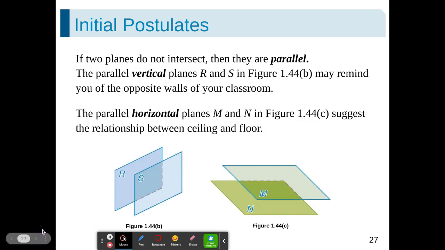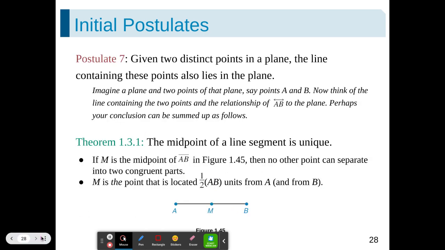All right, we can have parallel vertical planes. Think about those opposite sides of the classroom. We can have horizontal planes. That's M and N. Think of those as the ceiling and the floor. That leads us to postulate 7.